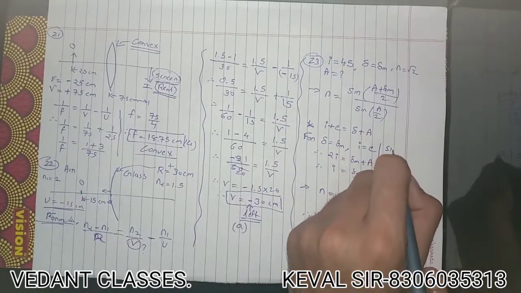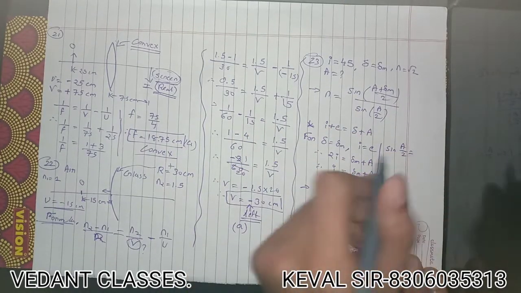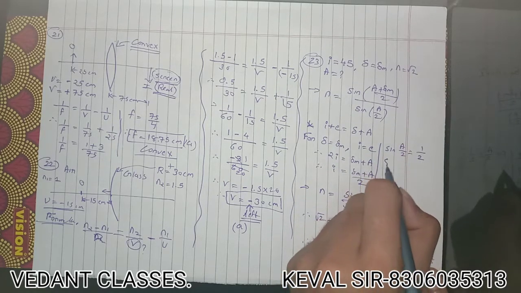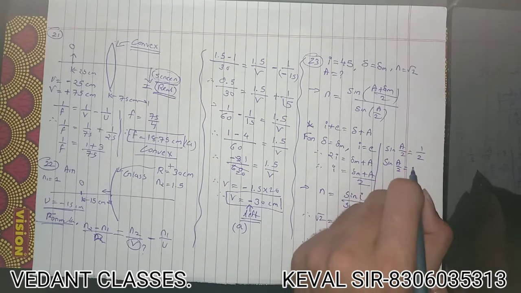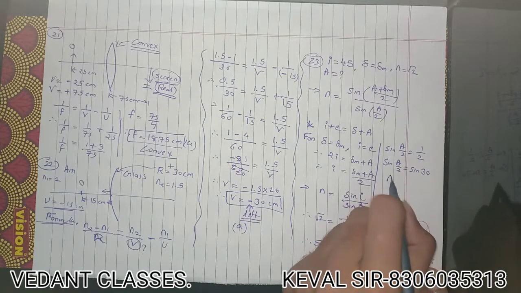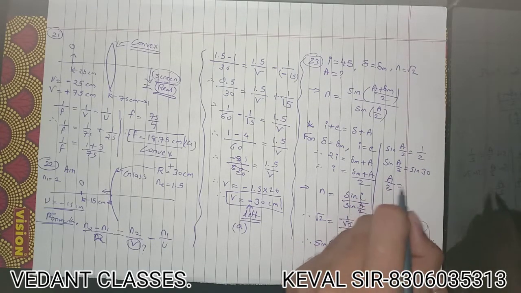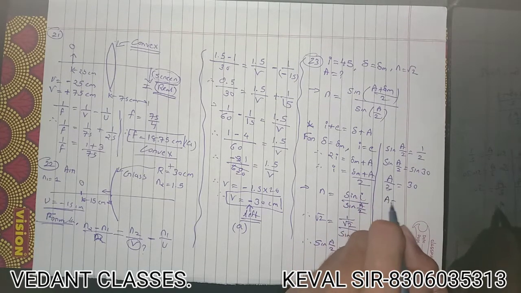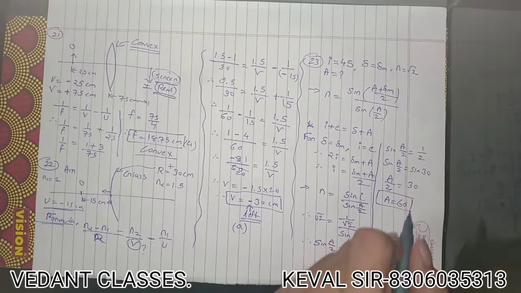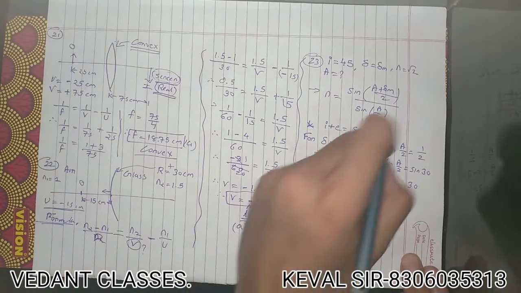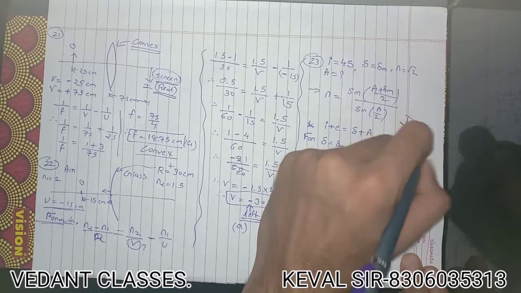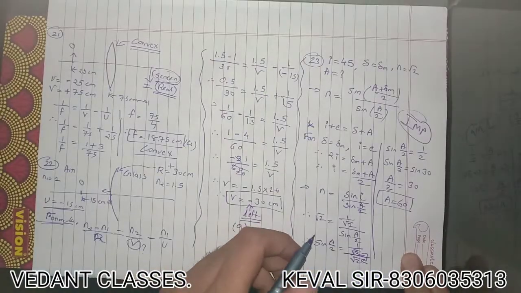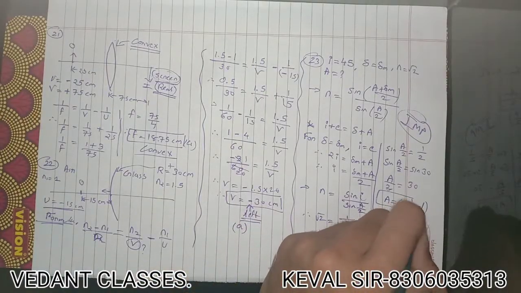So sin A by 2 equal to 1 by 2. So sin A by 2 is equal to sin 30. Comparing the arguments, A by 2 equal to 30. So A is equal to 60. Okay, this is again an important question. You should learn this one. And here option D is the correct one.